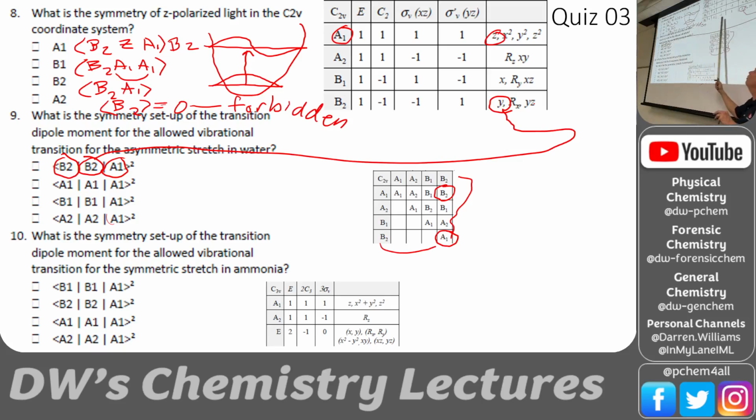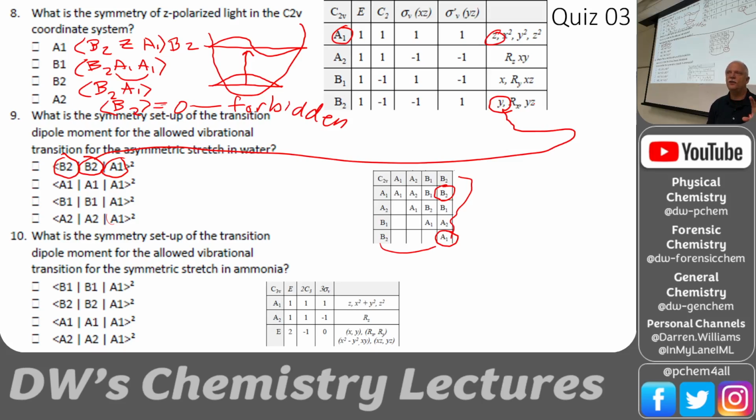And so Y polarized light is also B2. So I could put a B2 in the middle, and then after I do the direct product of those pairs, this will end up as an A1 function in the bottom that's integrated over all space. A1 is my top row, so it's not equal to 0. That means it's allowed.